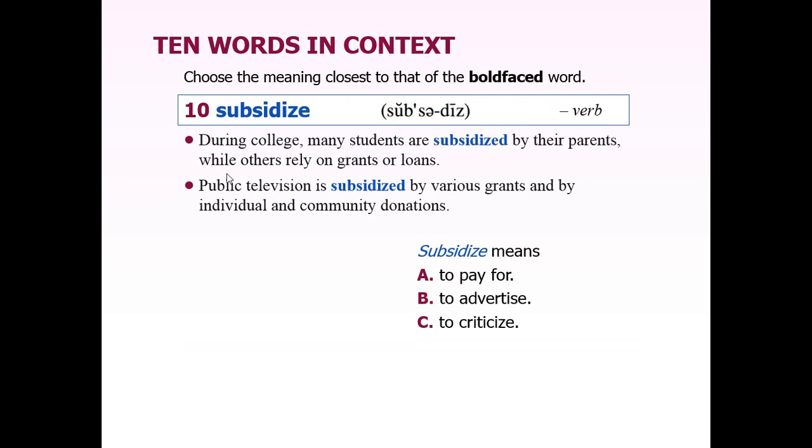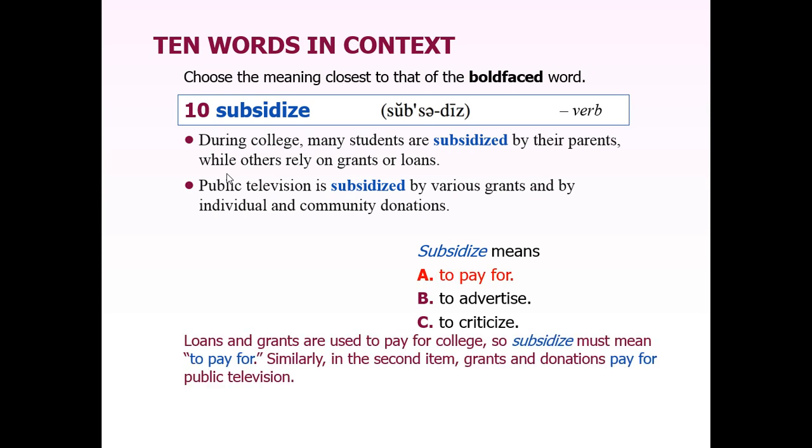And 10, the last one, subsidize. During college, many students are subsidized by their parents, while others rely on grants or loans. So subsidize by their parents. If they're relying on grants and loans, but the ones living with their parents are not, most likely the students are paid for, advertised, or criticized. Most likely, since we're talking about money, it's going to be paid for.